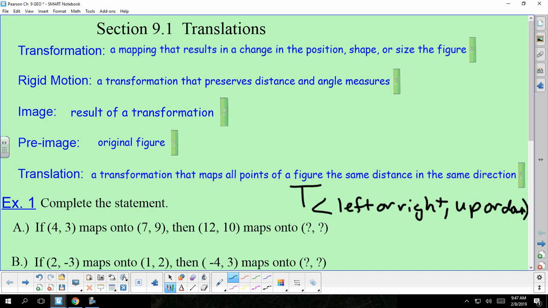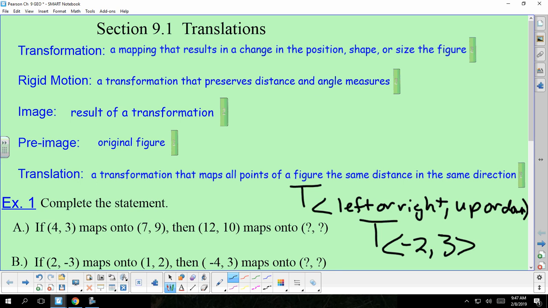So for example, if I had something like T(-2, 3), this would tell me I take each point of the figure, or each vertex, or the point itself, and move it 2 to the left, and then 3 up. Okay. First one tells me I'm going to the left 2. Second one, up 3. All right, so these are pretty easy.